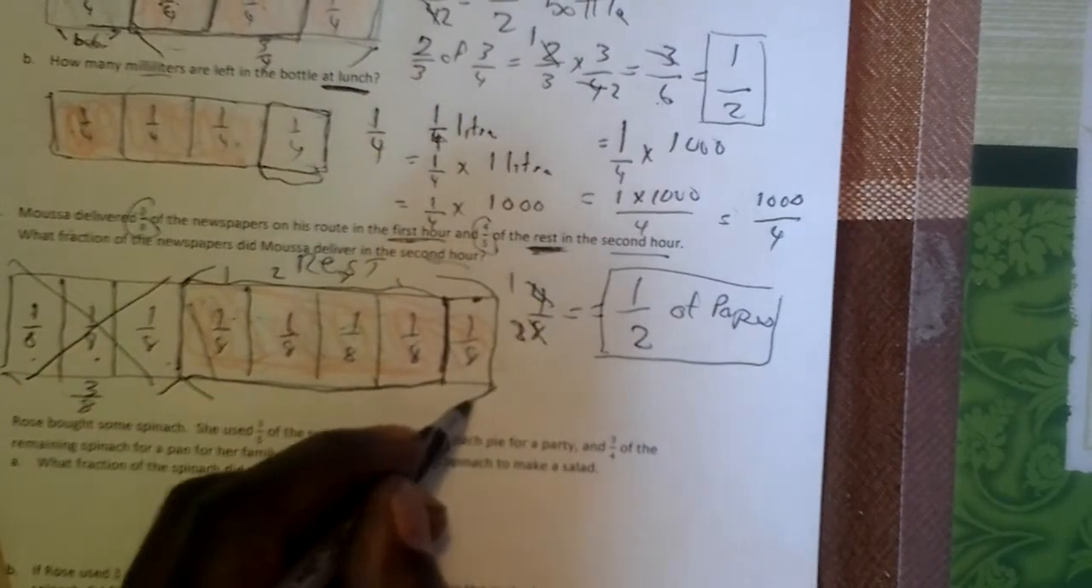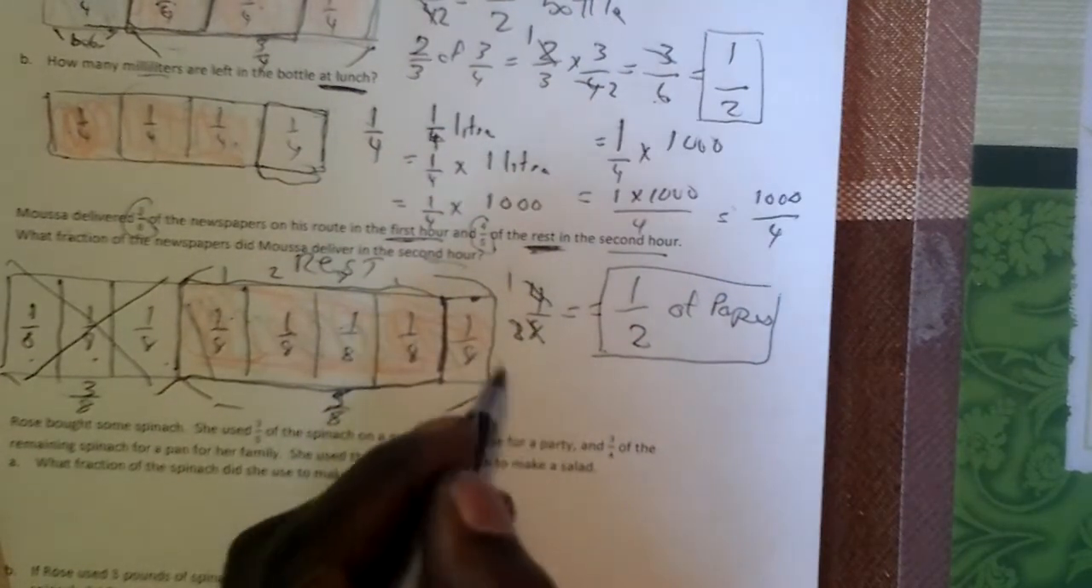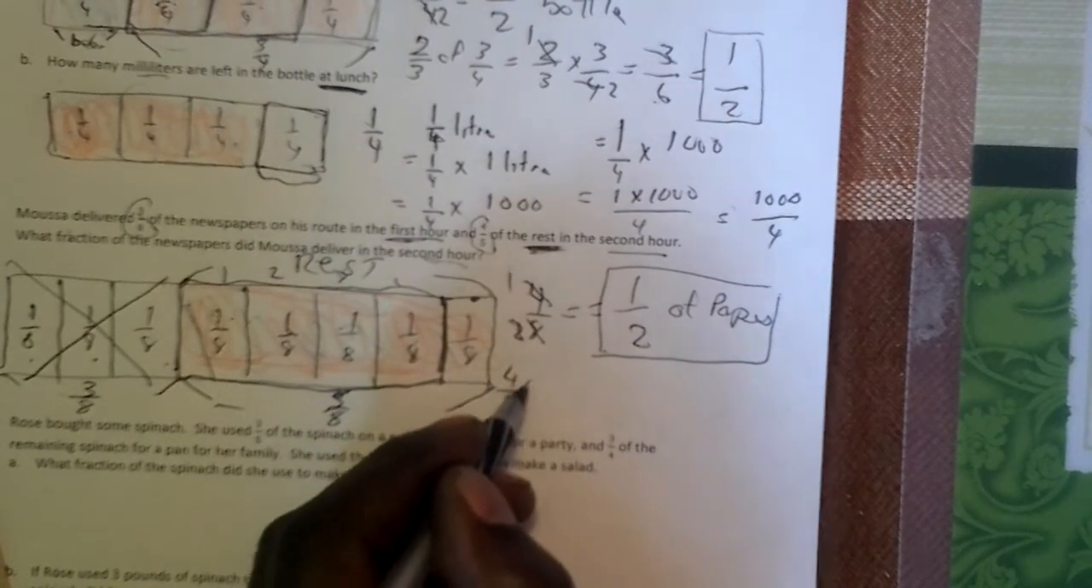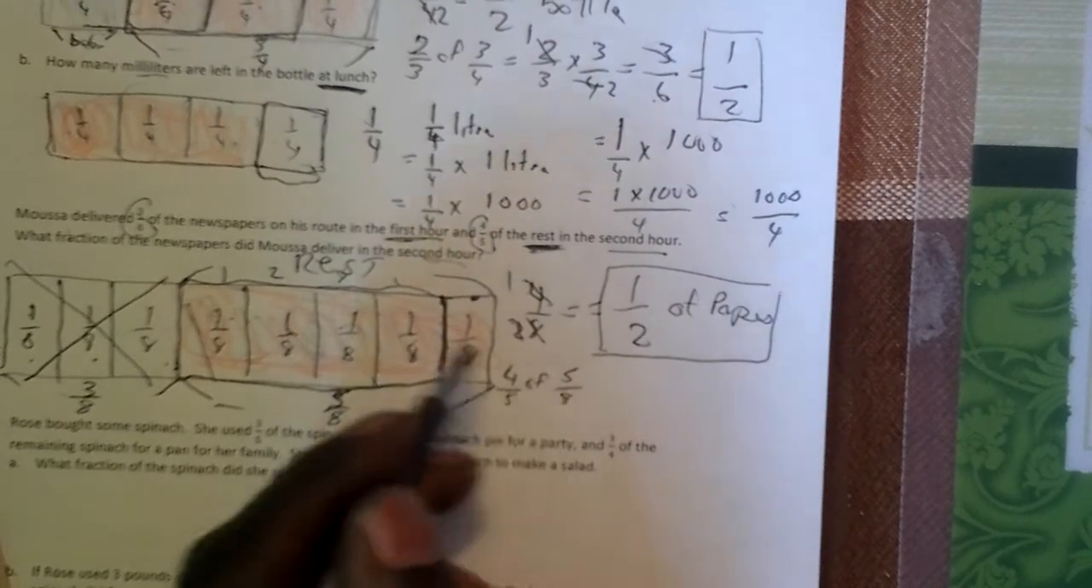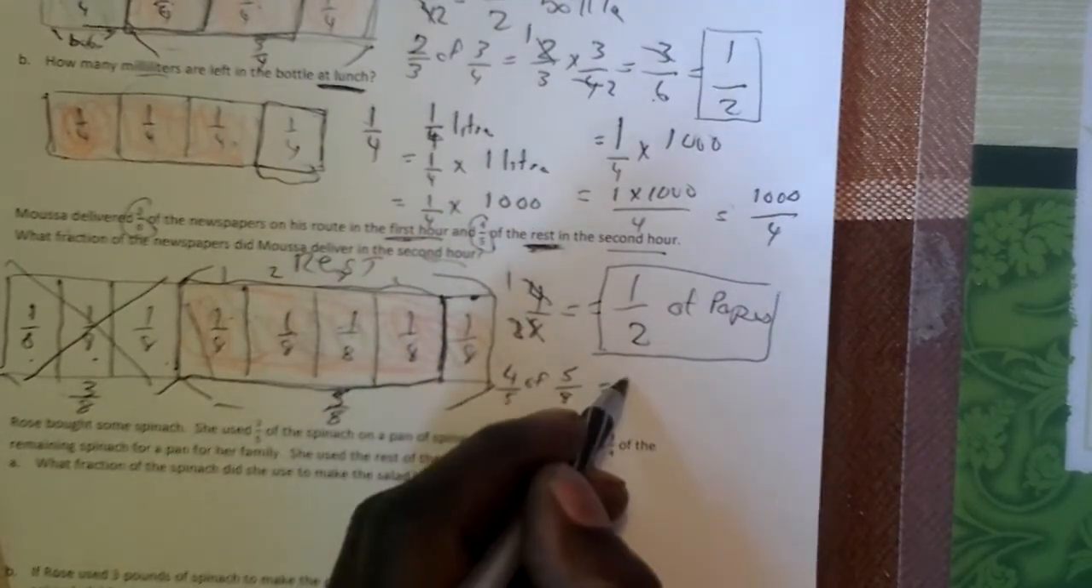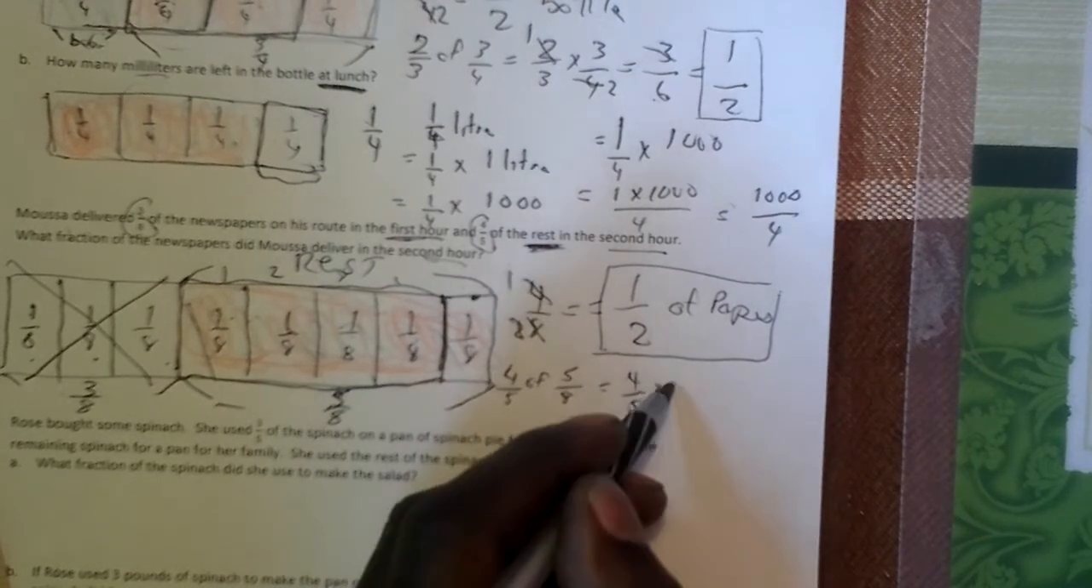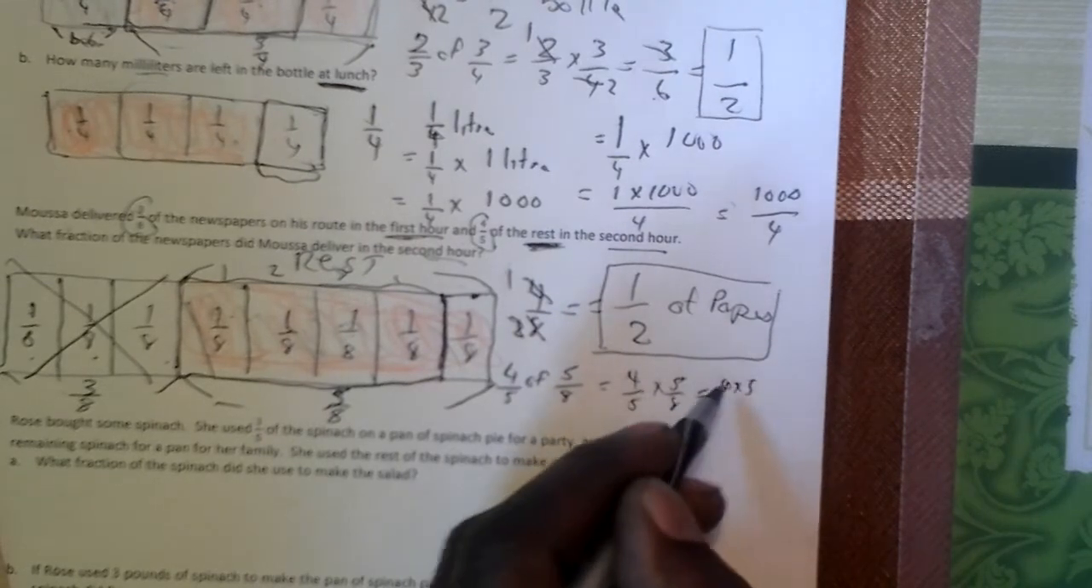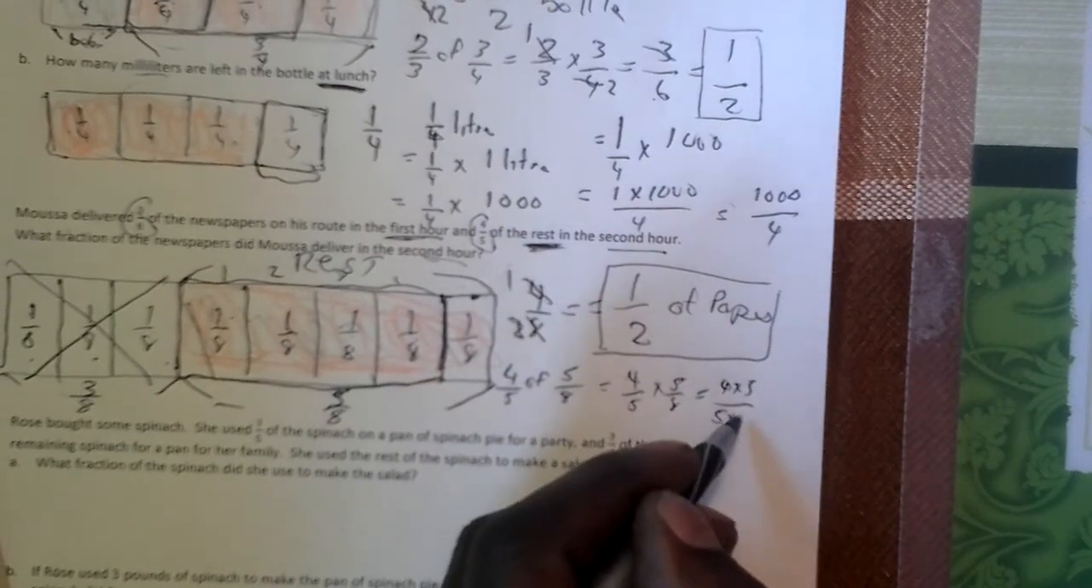Now let's do it with math, okay? Which is straightforward, right? So I'm going to show you this real quick. So he delivered 3/8, right? So what is left? What is the rest? The rest is 5/8, okay? So we can do 4/5 of 5/8, right? So 4/5 of 5/8 equals 4/5 times 5/8 equals 4 times 5 over 5 times 8.